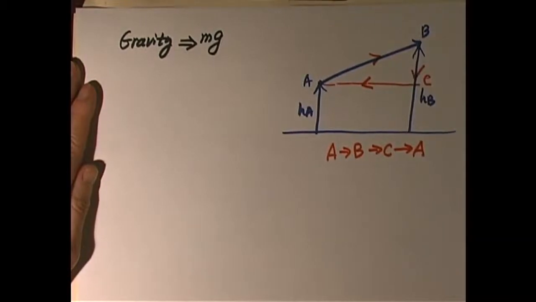Let's calculate the work done for this closed path by gravity. Now, obviously, for an object that starts from A, goes to B and C, and back to A, besides gravity there must be other forces, at least one more force. Otherwise the object will simply fall from point A down to the ground. It's not going to travel that way. But we don't care. We only care about the work done by gravity for this closed path.